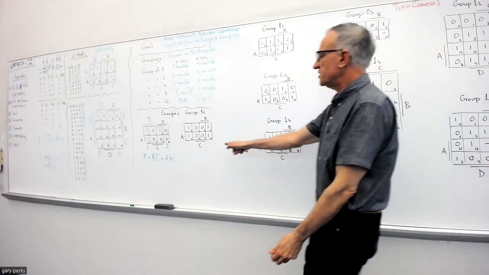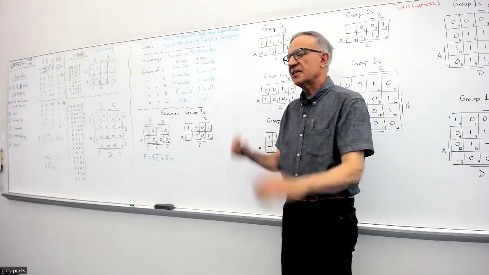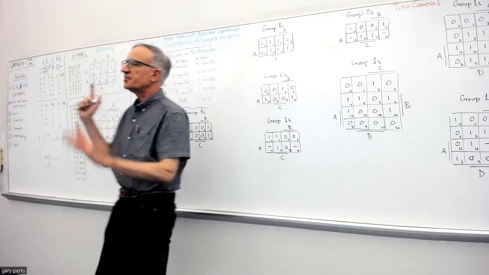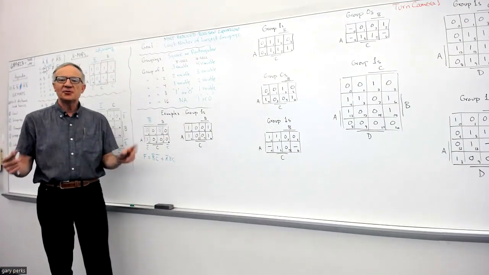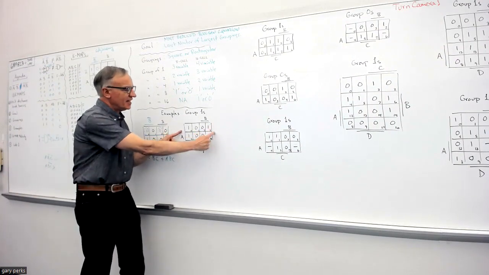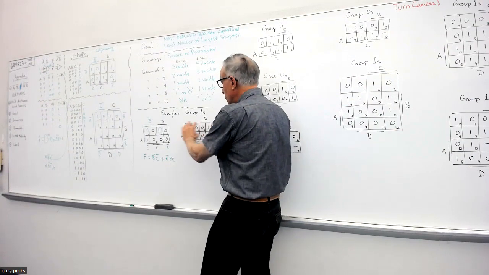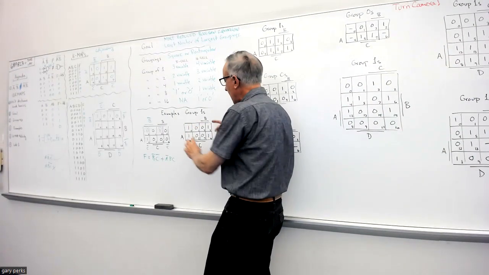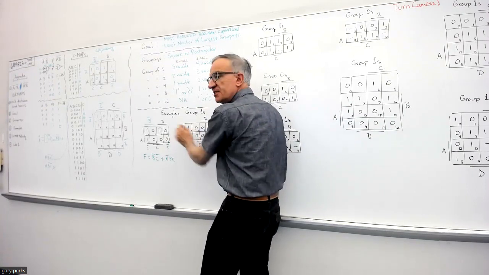All right, let's move to this one. Again, we're grouping 1s. Again, I can't group 8, because I only have 4 1s. Here's something you need to know about Karnaugh maps, and it's the reason I picked this example: the edges touch. So instead of doing two groups of 2, I could do 1 group of 4, because these edges touch.